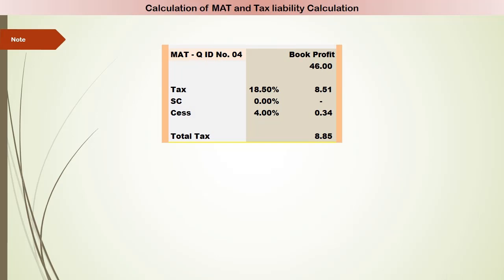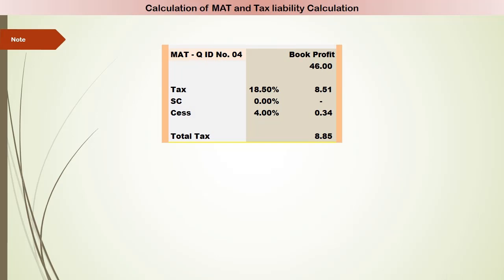But if at all it applies, you have to apply only with respect to the foreign company because this is a foreign company. However, in the MAT provisions, there is no separate MAT rate for the foreign company. So the MAT rate of the foreign company and the Indian company is the same. Although in the normal tax regime, there are separate rates for the Indian company and the foreign company, no such separation is done with respect to the MAT provisions.